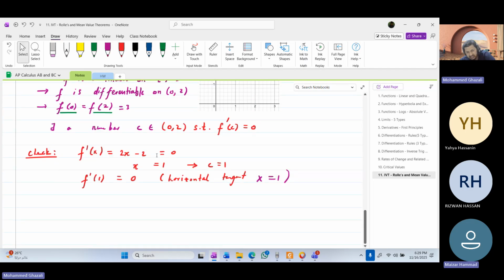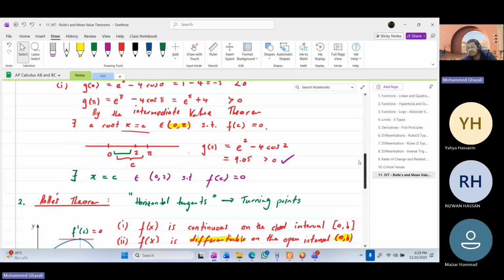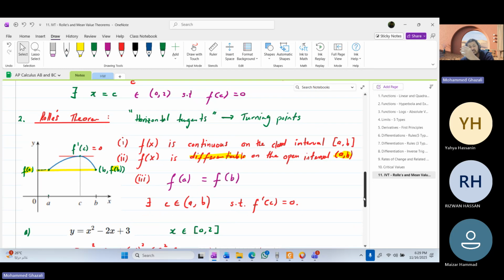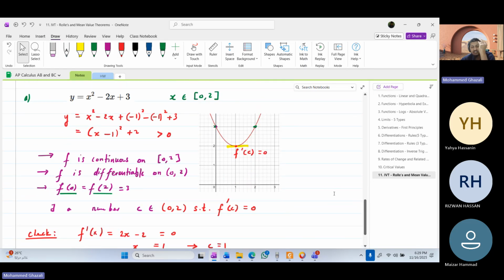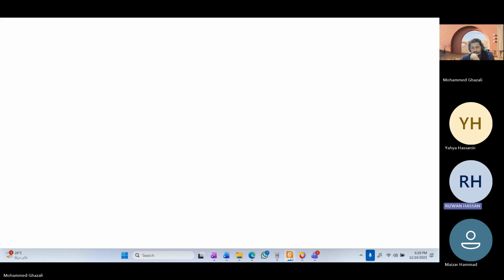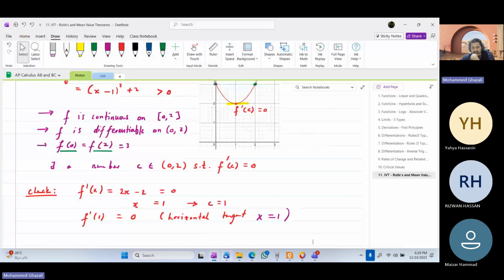Okay, let's take another example and understand it better. So what was the intermediate value theorem finding? Roots between two intervals. What is Rolle's theorem finding for you? The horizontal tangent between the two intervals. Make sense? Yes. Don't confuse that, please.